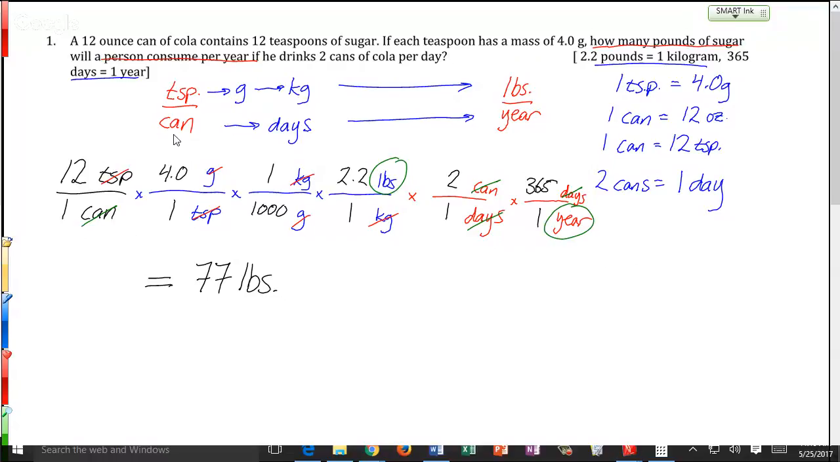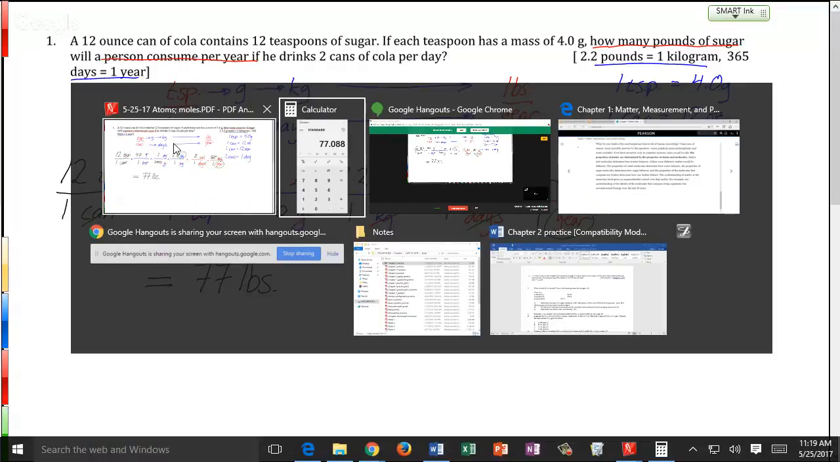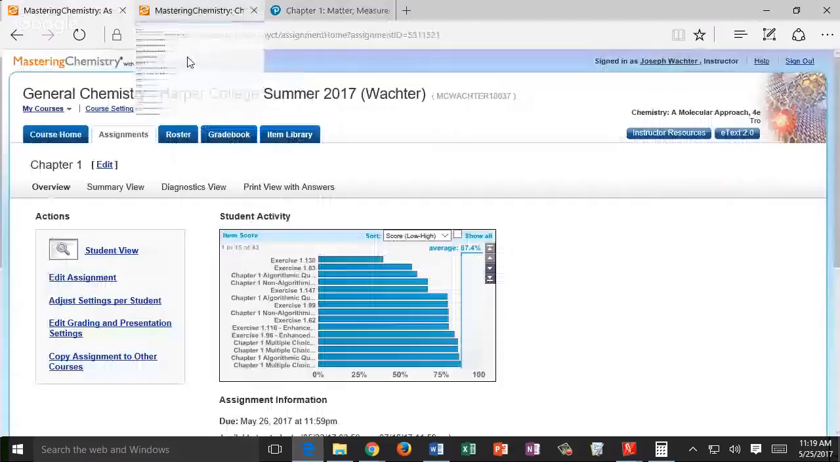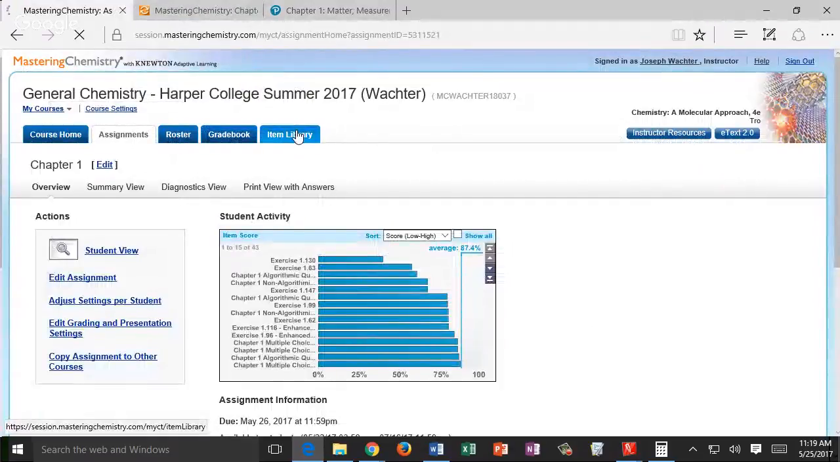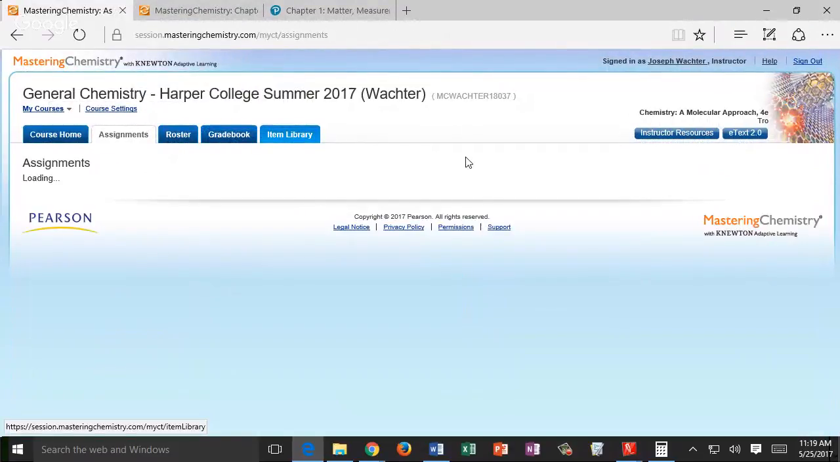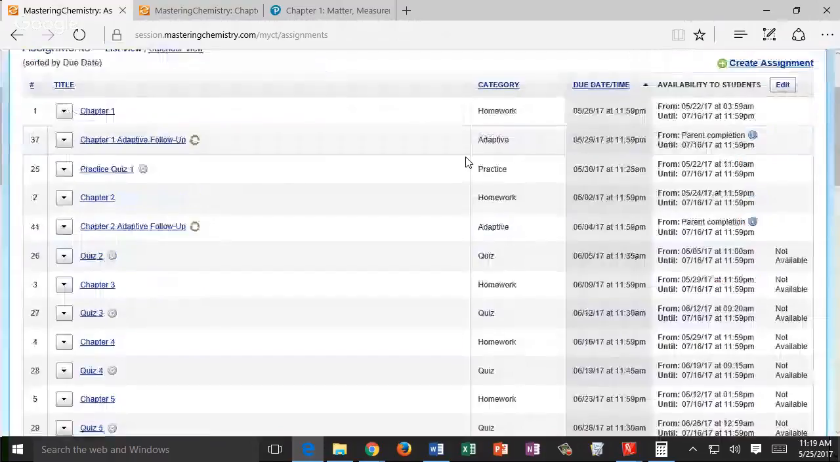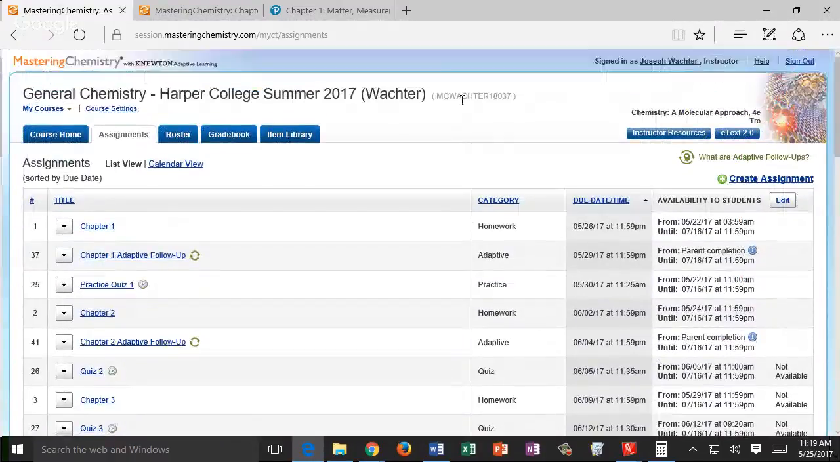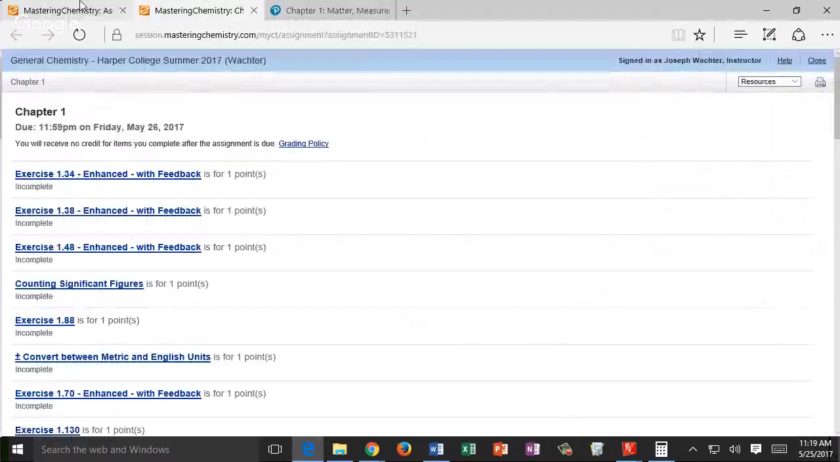The first assignment is due soon. Is it Friday 11:59 or Thursday 11:59? Let me check that. I think it's Friday, 11:59. I think it's tomorrow night. Yeah. Let me check to make sure. Yes, tomorrow night at 11:59, and then the adaptive part is due Monday. So, if you can't get that done in time, let me know.